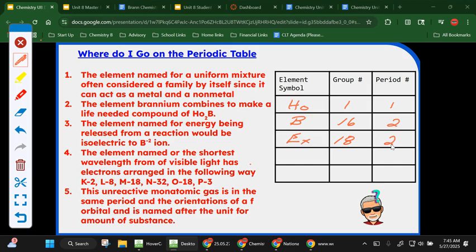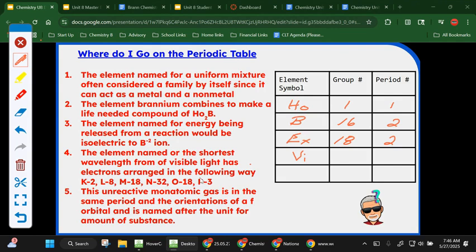At the top of your sheet, it is labeled what wavelength does as you go across that spectrum. Which one has the shortest wavelength form of visible light? VI for violet. Very good. Okay. K2, L8, M18, N32, O18, P3.